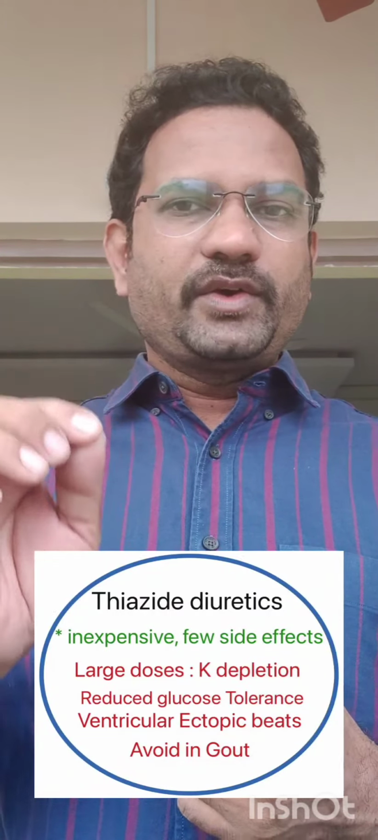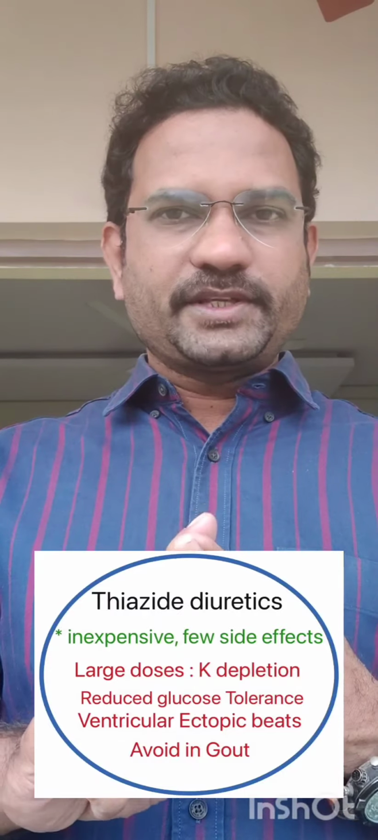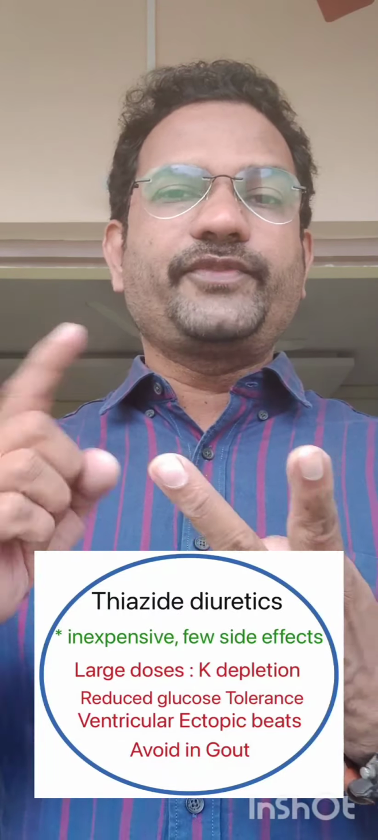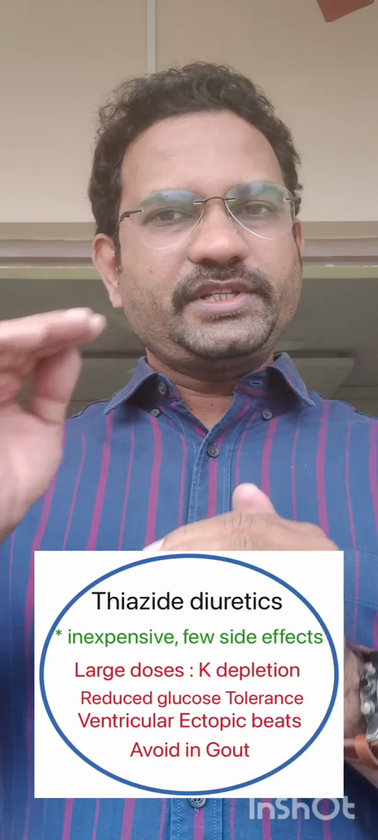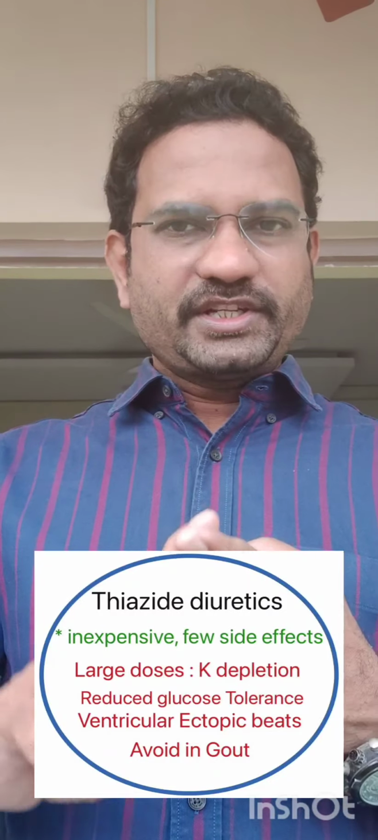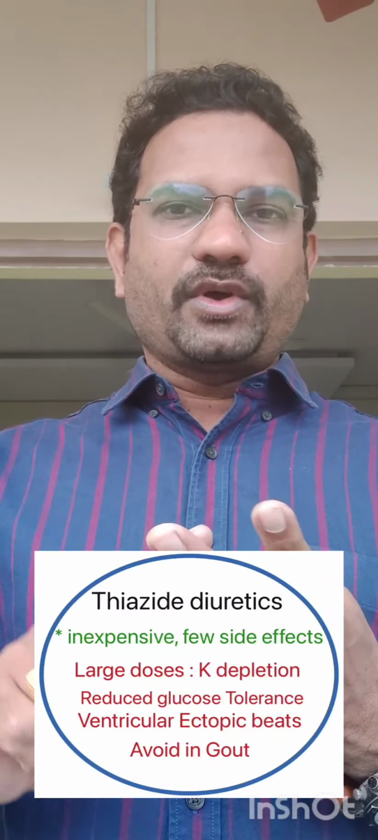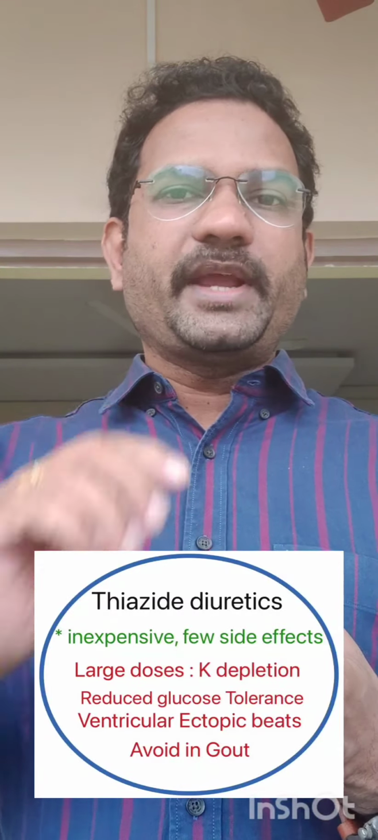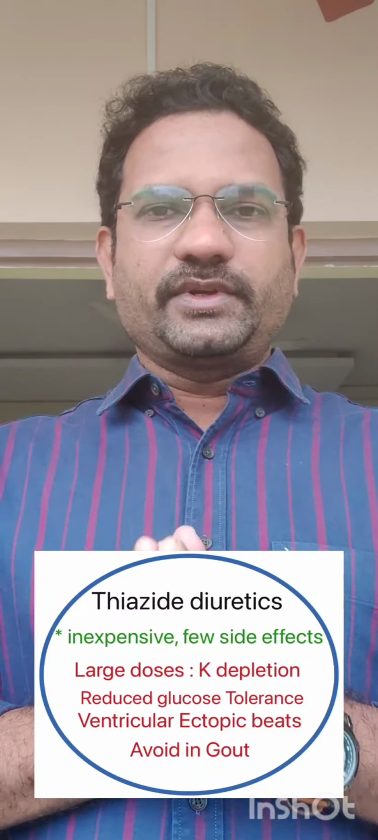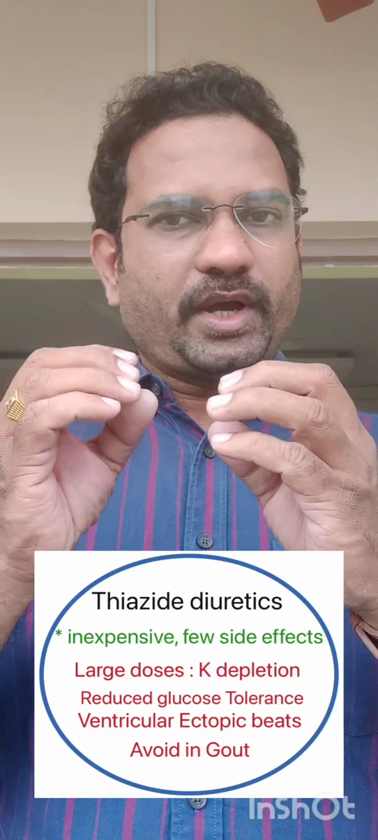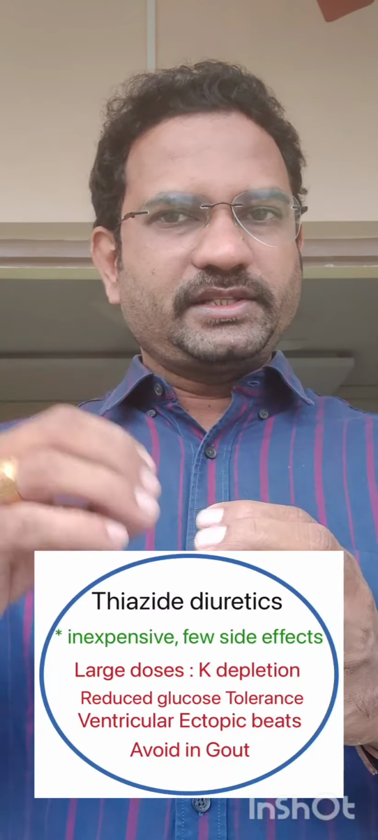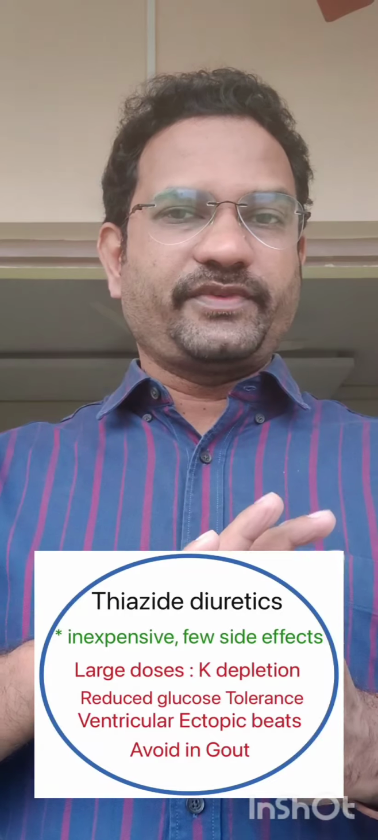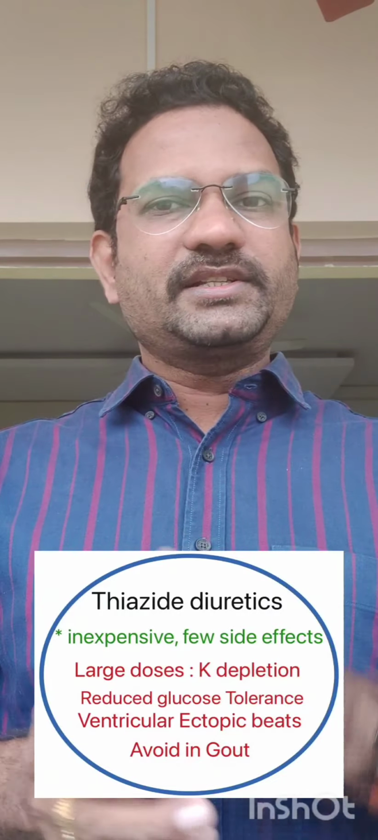Now, the reason why diuretics are widely used is they are inexpensive and in low doses they have very few side effects. When the dose is increased, they will cause potassium depletion, reduced glucose tolerance and ventricular ectopic beats. And thiazide should be avoided in gout. Understand this one. For every class, you need to understand what is the major therapeutic use and what are the major adverse effects. So after thiazides, the next clinically important class is beta blockers.